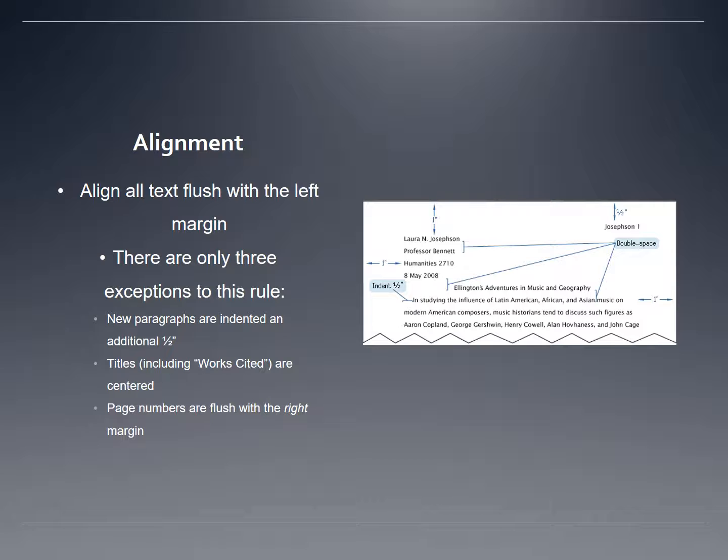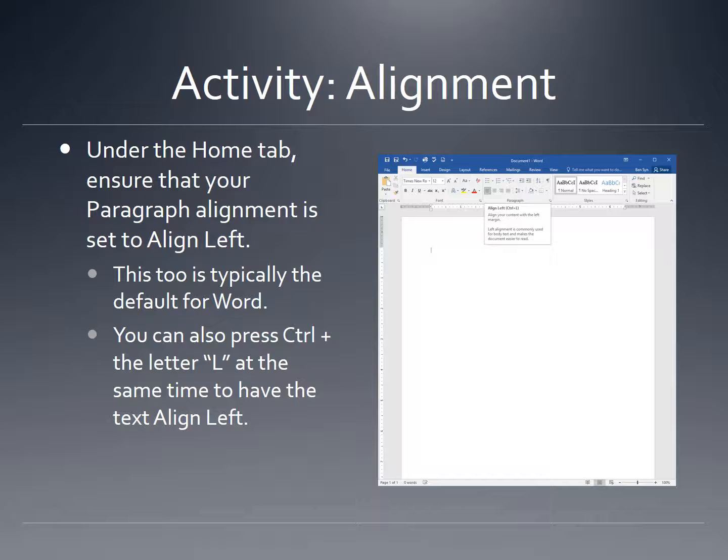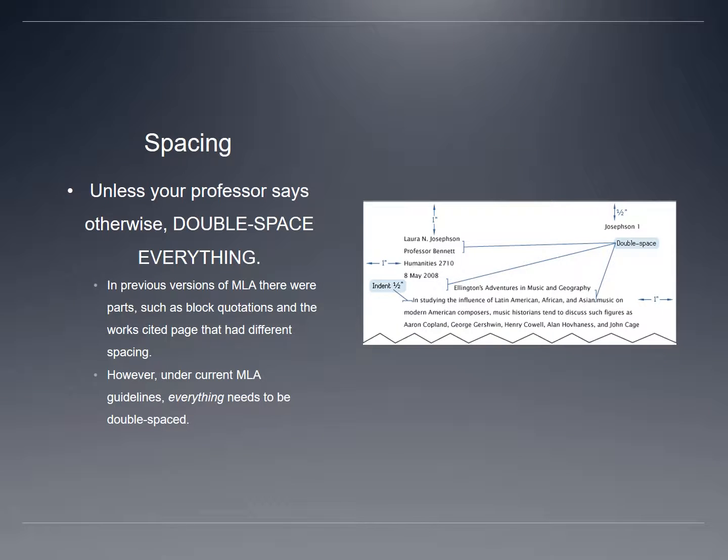More on that soon. So under the Home tab, your paragraph alignment should be set to the default Align Left. Students sometimes pick that fourth option, which is Justify, to make it look like a book. Don't do that. It looks weird on a paper like this. This is the default setting. If it's being weird at all, merely push Control-L and it will push everything to the left.